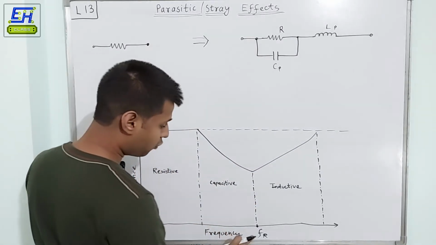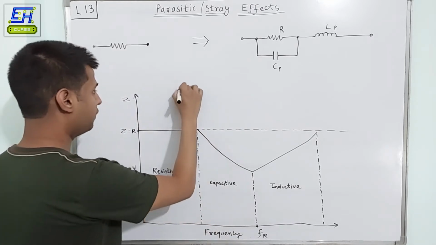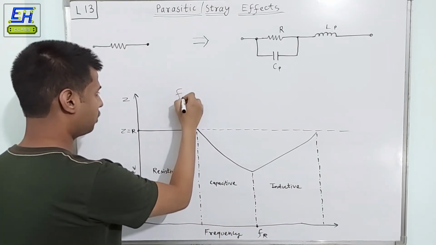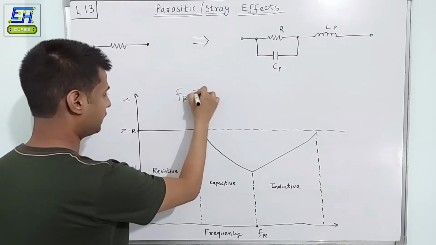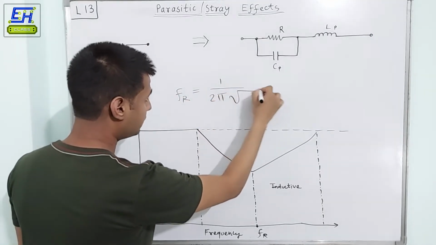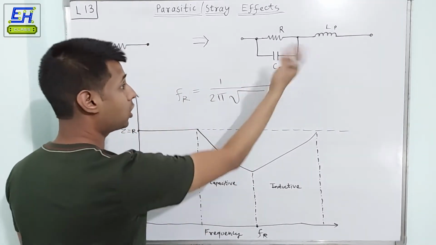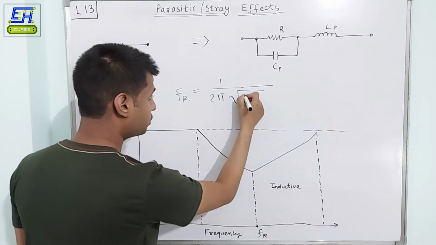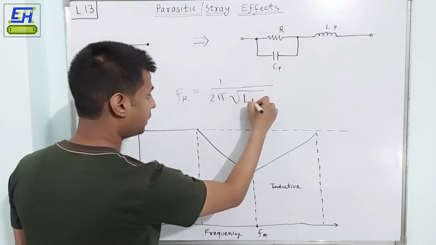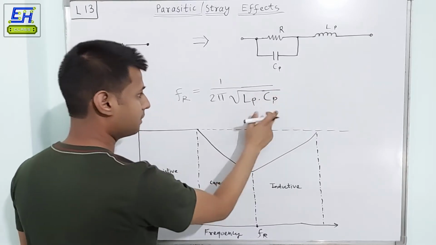And the formula for the resonant frequency, or the self-resonant frequency, here will be the same as we have seen for the series RLC. That will be 1 upon 2 pi root LC, but here the L and C are actually the parasitic components and not the real components. So they are L_P and C_P, due to the parasitic elements.